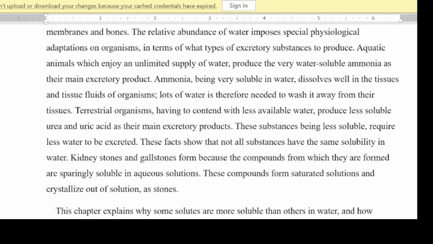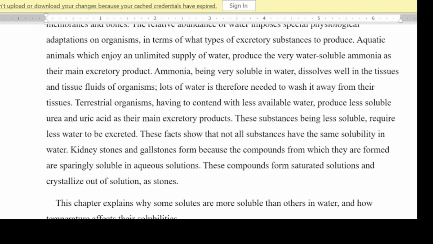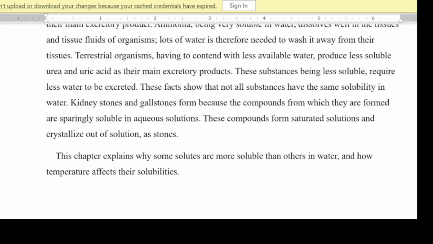Aquatic organisms, which enjoy an unlimited supply of water, produce the very water-soluble ammonia as their main excretory product. Ammonia, being very soluble in water, dissolves well in tissues and tissue fluids of organisms. Lots of water, therefore, is needed to wash it away from their tissues. Terrestrial organisms, having to contend with less available water, produce the less soluble urea and uric acid as their main excretory products. These substances, being less soluble, require less water to be excreted.